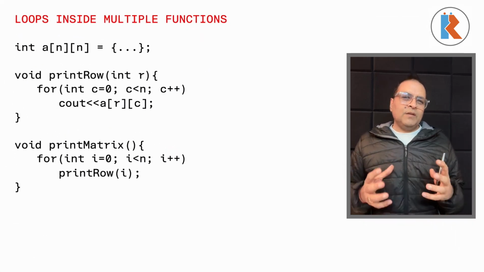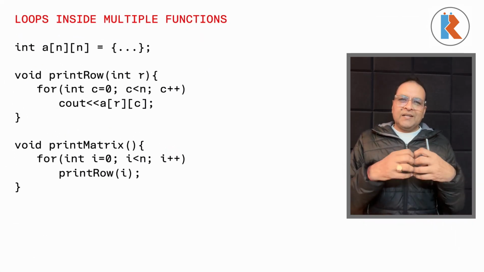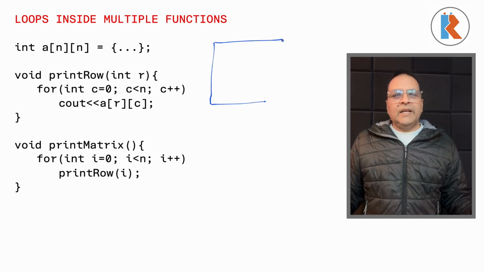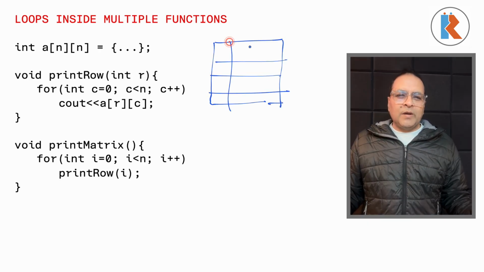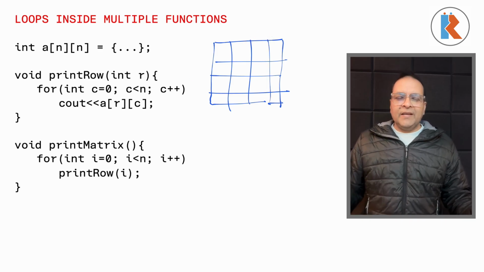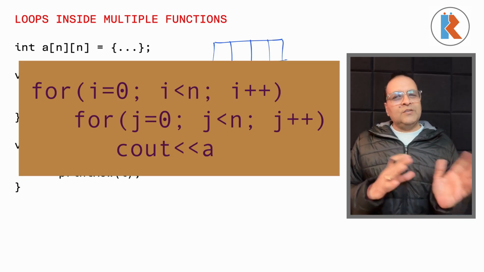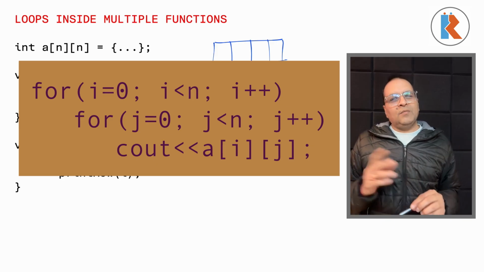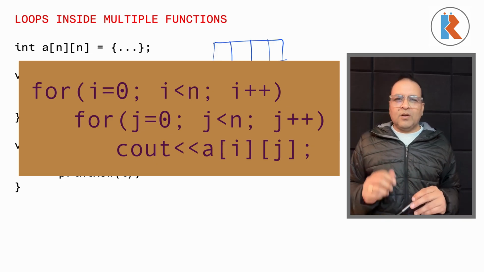What if we have more than one loop and those loops are spread across multiple functions? Let's say we are given a two-dimensional array and we want to print all the elements of this two-dimensional array. One way of printing all the elements is to have two nested loops. For row equal to 0 to n minus 1 and for column equal to 0 to n minus 1, print that particular row and column.